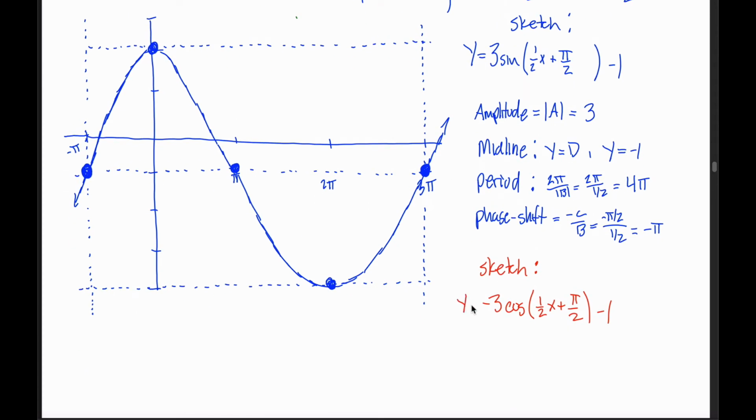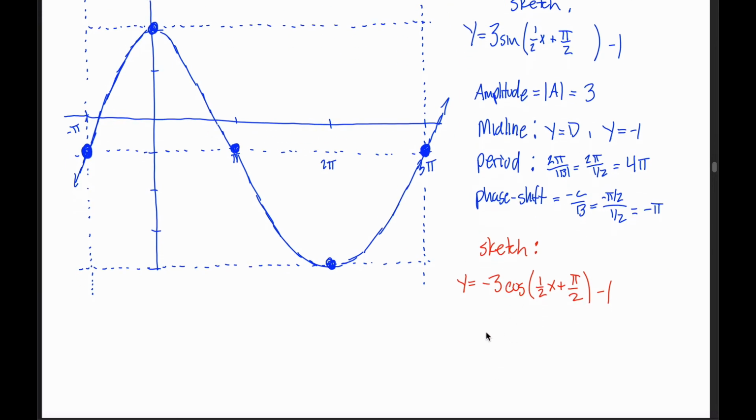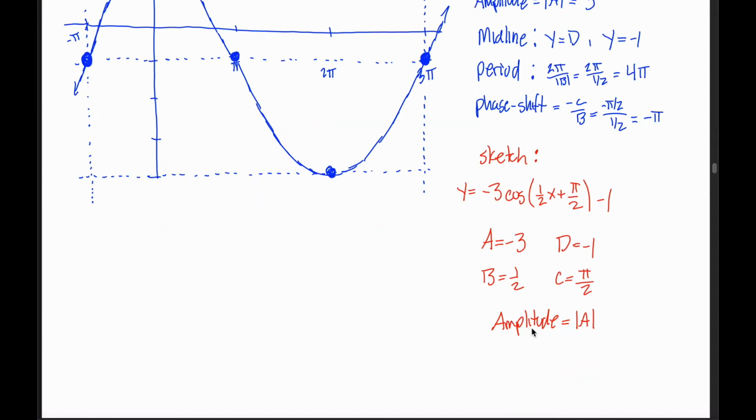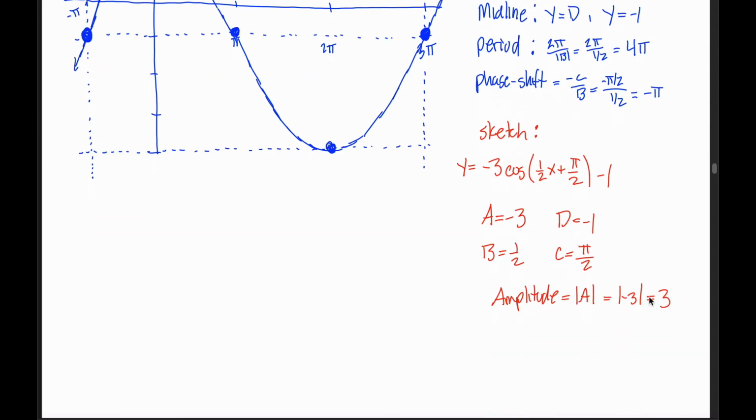Suppose you were asked to sketch the graph of negative 3 cosine of 1/2 x plus pi over 2 minus 1. What we're going to get is almost the same values of a, b, c, and d. The only difference is now a will be negative 3. B is still 1/2, c is still pi over 2, and d is still negative 1. Because the amplitude is the absolute value of a, my amplitude will be the absolute value of this negative 3, but the absolute value of negative 3 is just positive 3, so I'm going to have the same amplitude for my graph in red that I had in blue.